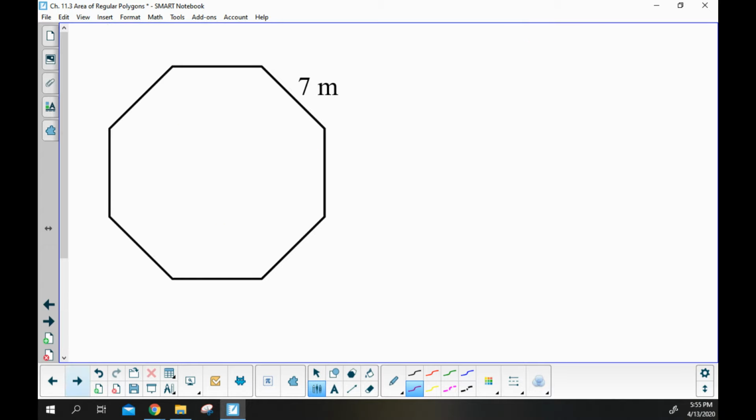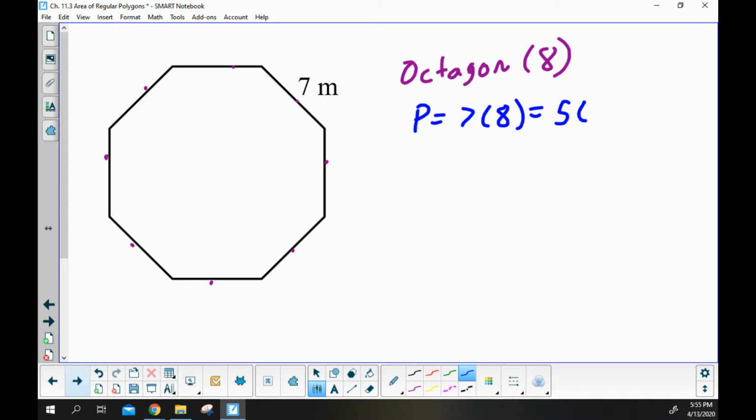All right, let's do another one here. We want to find the area of this regular polygon. So we see here that, first of all, 1, 2, 3, 4, 5, 6, 7, 8 sides, right? It's an octagon. Octagon, 8 sides. So right off the bat, you say, oh, my perimeter, that's 7 times 8. That's 56. Already got half of what I need. The only thing I need now is I need my apothem.